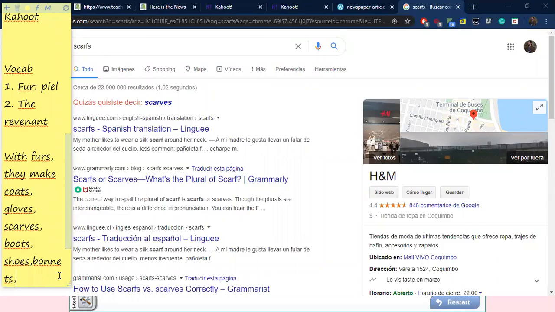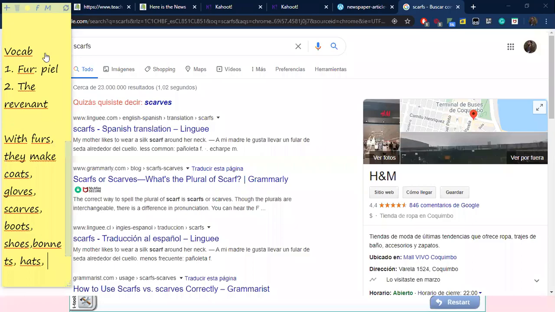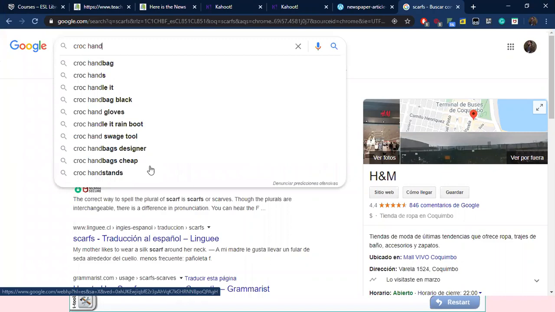Hats. ¿Cómo se dice cartera? Purses? Or handbags as well, handbags. Croc handbag. Let me see. Ah, pero no de este. No de los croc. Crocodile. No.